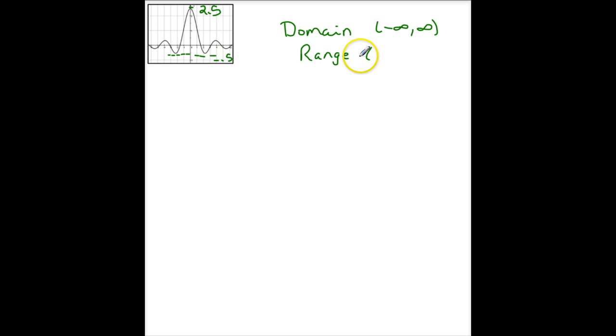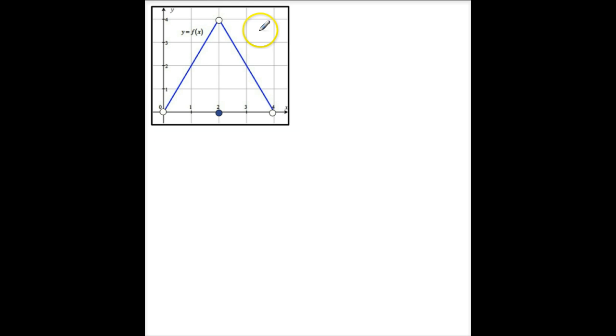So the range for this function, I want brackets. It's going to go from negative 5 to 2.5, and it's inclusive. Now, if you were using a calculator and this was on a test, you would need to actually go up there and verify that. Similarly, let's look at something like this.